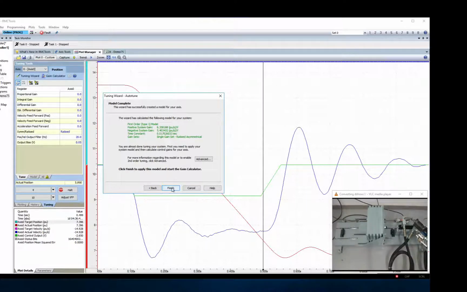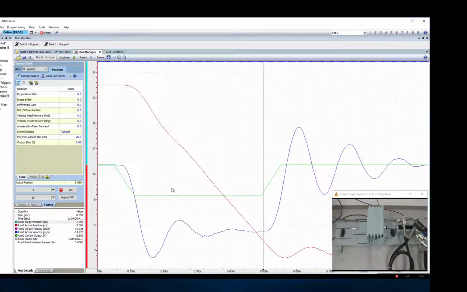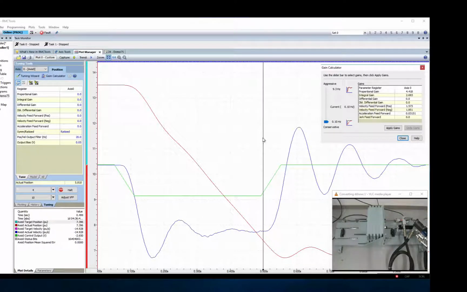So now I'm going to hit finish. The next thing to use is the tuning wizard, or the gain calculator. And I'm going to move this up to about there. That's good. Hit apply gains. And now when I hit apply gains, it should move the gains over here.